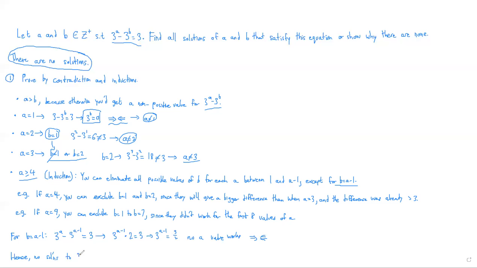to the equation 3 to the A minus 3 to the B is equal to 3. And we are done this proof. I believe it's a box to show you're done the proof.